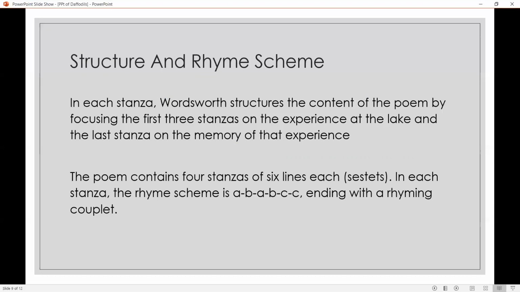Now, how is the rhyme scheme patterned? The poem contains 4 stanzas of 6 lines each, which are called sestets. In each stanza, the rhyme scheme is A, B, A, B, C, C, ending with a rhyming couplet. As I have told you, the last 2 lines after the first 4 lines are called couplets.